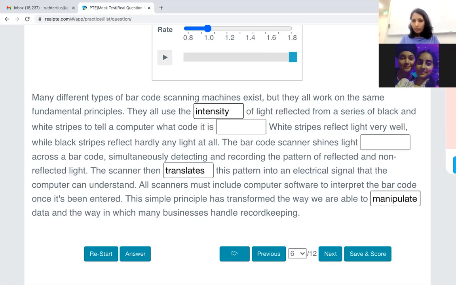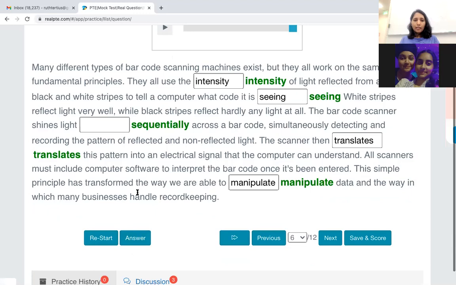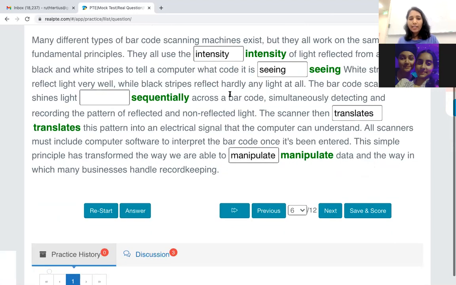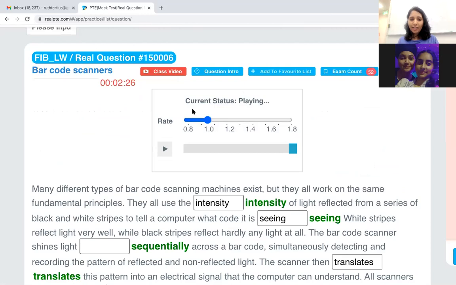The first one was intensity. Next one was seeing. The third one I was not paying attention, so this is the answer. First one was intensity. Second one was seeing. Third one was sequentially. Translates, manipulate. This you have to practice every day. I think this is a bit challenging for you, right?